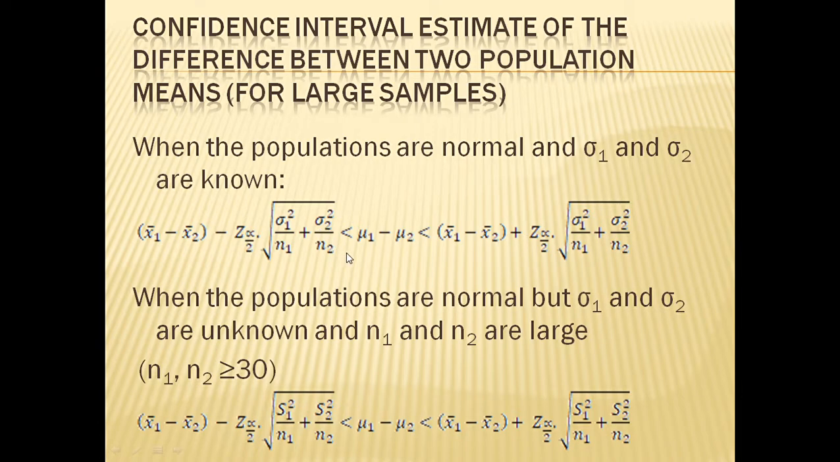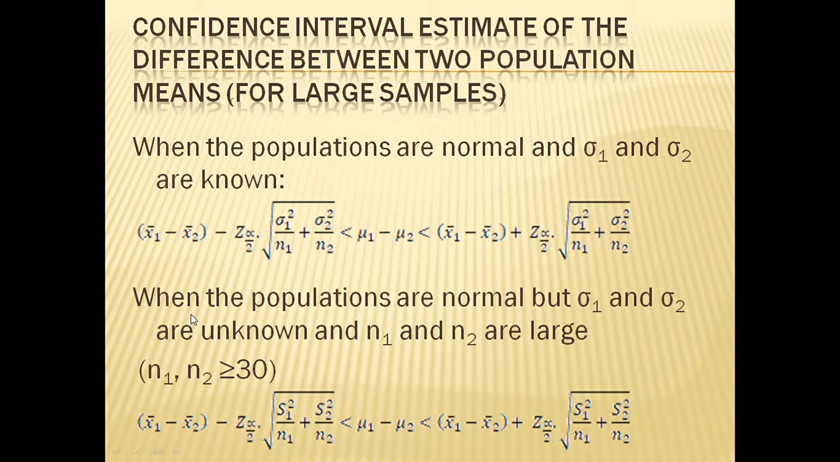this difference, mu 1 minus mu 2, is less than or equal to, again this same term, just positive. Here the first one has a minus sign, and here is a plus sign in the upper limit. So for the first situation we are going to use this first formula.